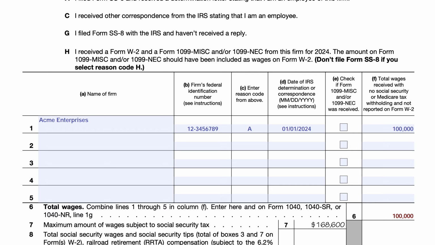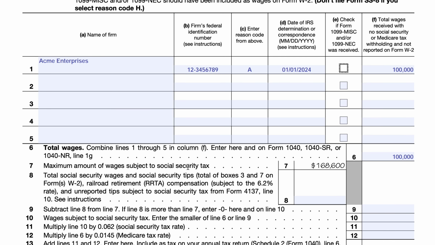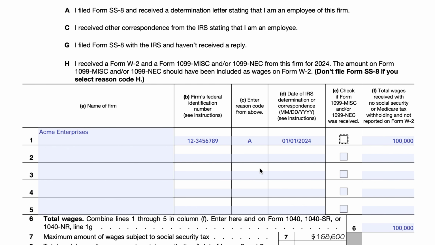There is a separate line to report wages that were not reported on your W-2. So if you see wages that were reported on your W-2, don't report those same wages on line 1G. That's double counting your income. So most likely you would have received a 1099. So you're going to put this in here. And again, don't enter this if you know that you received $100,000 in wages and for some reason there's a W-2. Don't put that in here as well. So the maximum amount of wages subject to Social Security tax.